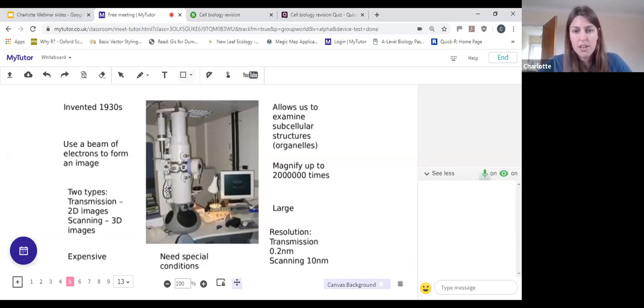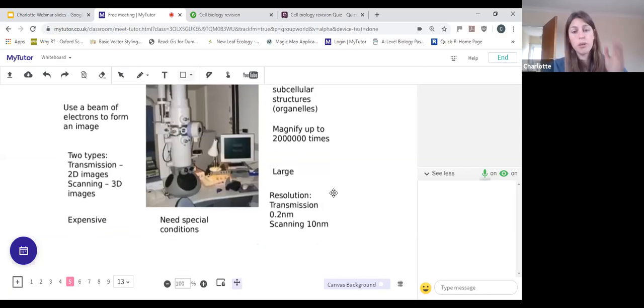So they magnify up to 2 million times, and they have a resolution of between 0.2 nanometers for a transmission electron microscope and 10 nanometers for scanning microscopes. And the reason for the difference there, so scanning doesn't have quite the same resolution as transmission because it's looking at 3D generally, rather than 2D images.